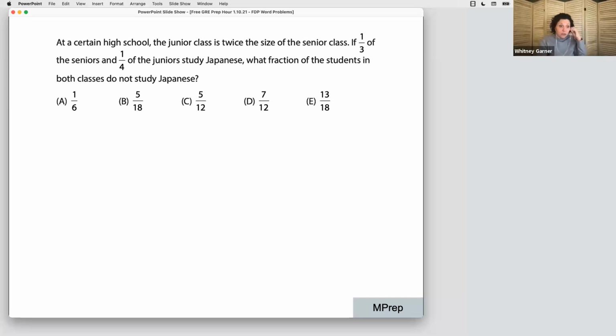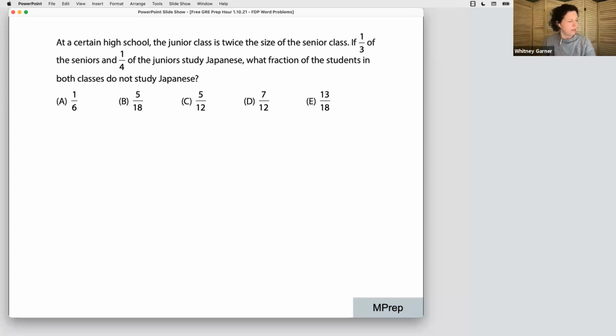And that's the beauty of some of this, is like, oh yeah, I don't have to do any more math. We're good here. But what I could do is say, all right, they didn't give me any real numbers. Let me think about it. I know the junior class is twice the size of the senior class. Let me let the seniors be 12 because that's a common denominator. And so the juniors would be twice that, so let's call them 24. And a third of the seniors, so that's 4, study Japanese. And a fourth of the juniors.